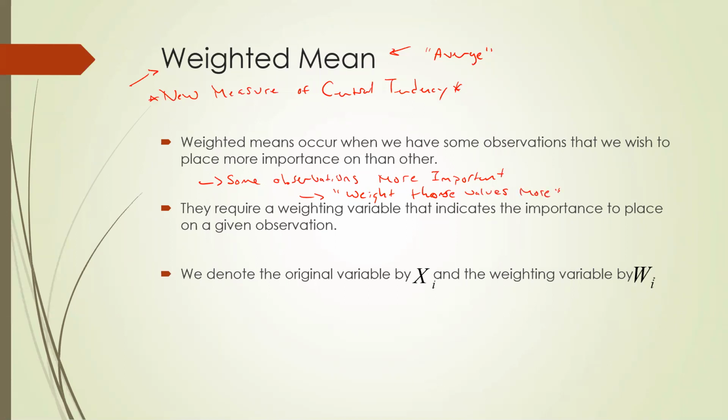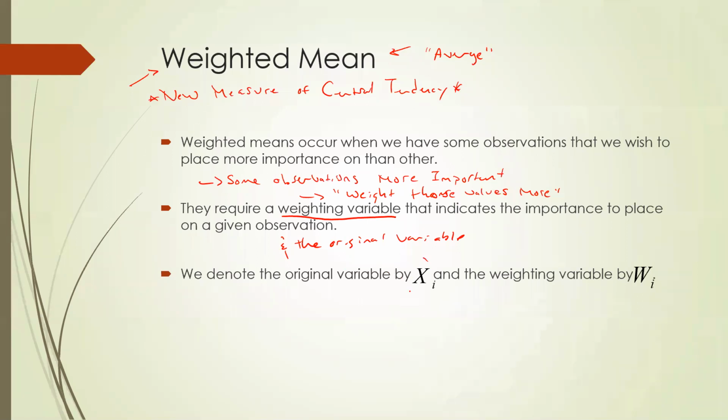We have some data set, but for some reason within the data set, some observations are more important than others. So to do this, we have to have two variables. We have to have what we call a weighting variable, and we must have the original variable. What this weighting variable does is it indicates the importance to place on any given observation, or how much we want to weight it.